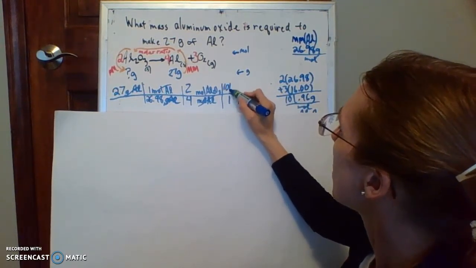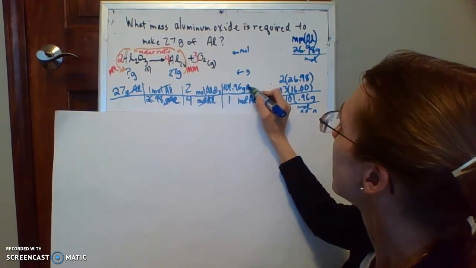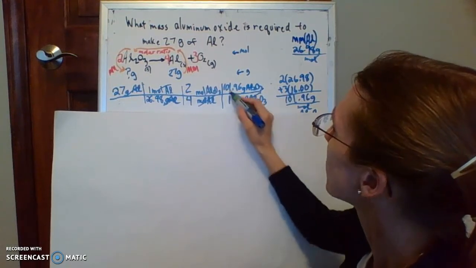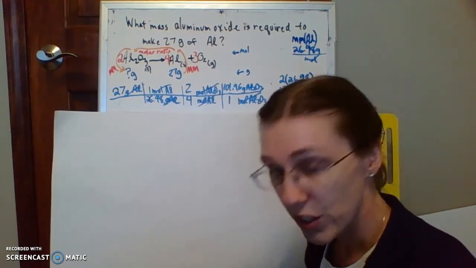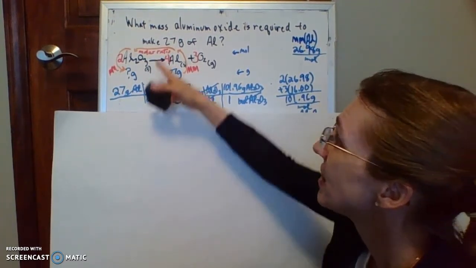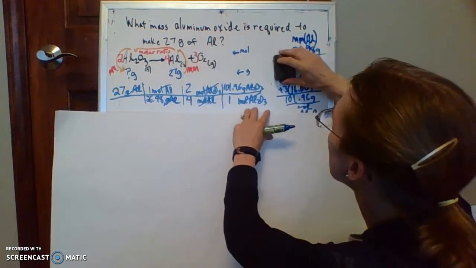So 101.96 grams of Al2O3. Okay. And those guys cancel out. The only units that are left are grams of aluminum oxide. Is that what we were asked for? Yes. Mass of aluminum oxide.